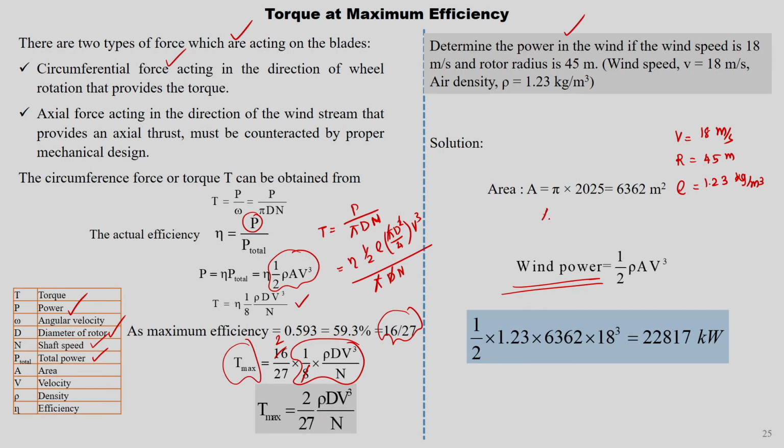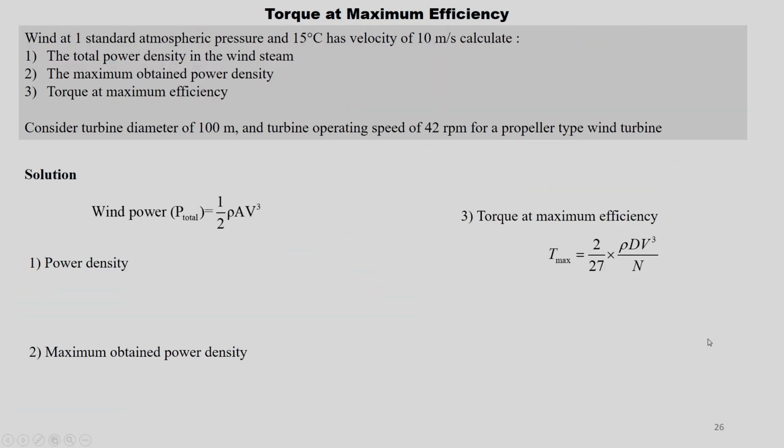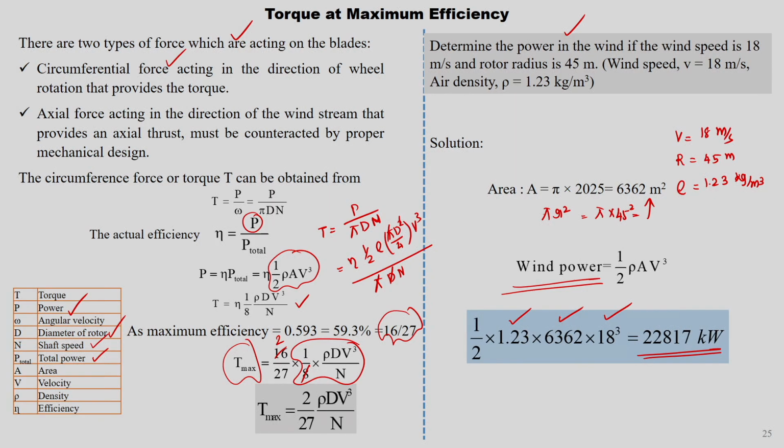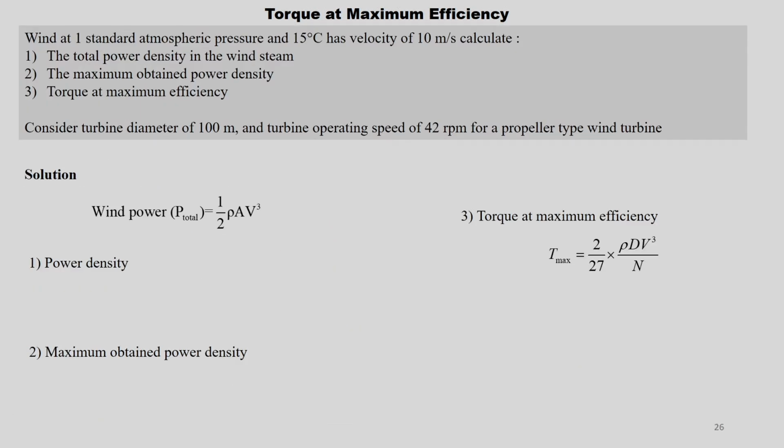So, if you want to calculate the area, which is pi r square, that is pi into 45 whole square, you would get 62 meter square. Wind power is half rho A V cube: half rho is 1.23, A is 62, and 18 to the power 3. Then what you would get is 22,817 kilowatt. If you want to calculate the torque at maximum efficiency, use the formula we have derived. This problem is taken to explain that.